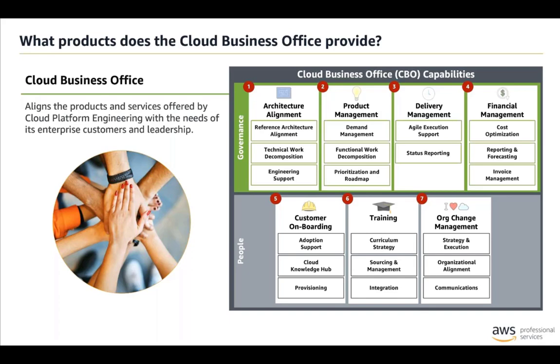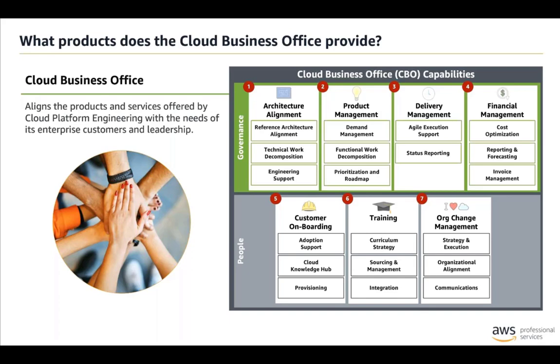Number 2, product management. Product management is responsible for understanding customer requirements and demand for cloud products and services. They then translate requirements and demand into a prioritized backlog of work for the Cloud Platform Engineering and Cloud Business Office product teams. Number 3, delivery management. Delivery management develops and maintains the structure to manage the delivery of items within the Platform Engineering and Business Office backlogs, while managing status reporting to the Cloud Leadership Team and the Enterprise Project Management Office.